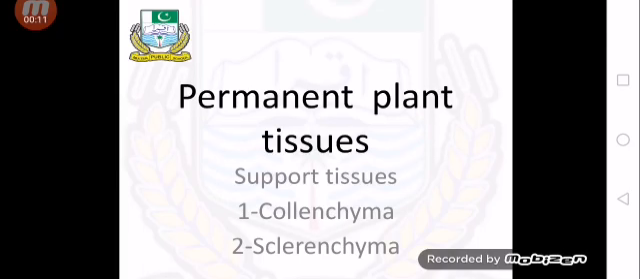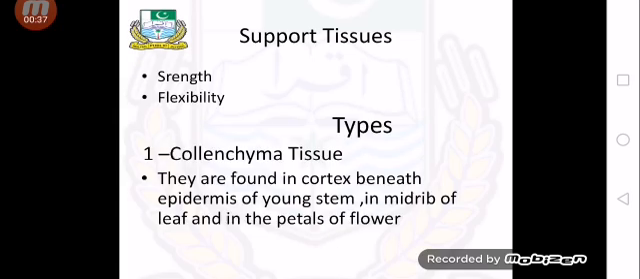We were discussing permanent tissues, and today our topic is supporting tissues. This is the third type of permanent tissues. Supporting tissues are those tissues which provide strength and flexibility to the plants. There are two types of supporting tissues: one is known as collenchyma tissue and the other is known as sclerenchyma tissue.